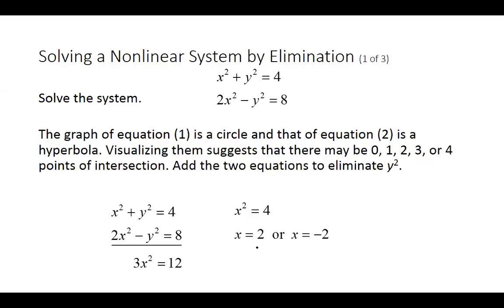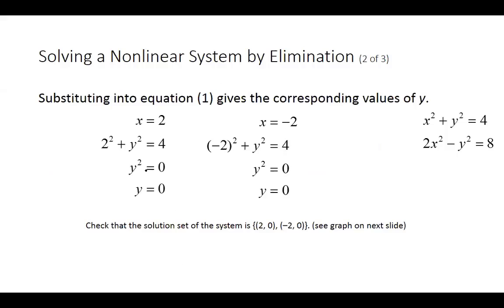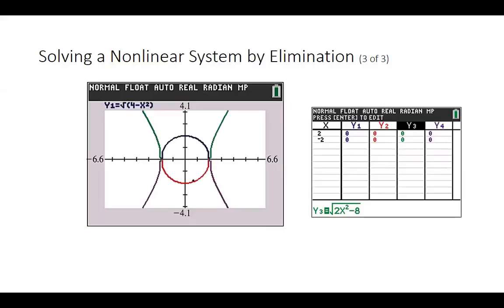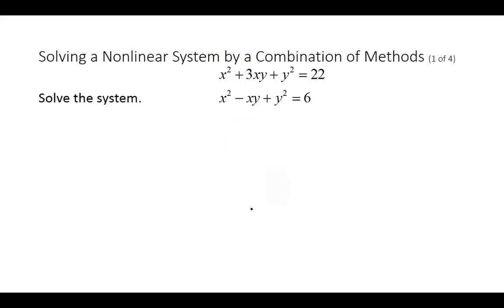So if x is equal to 2, we're going to substitute that in either of those equations and solve for y. So we get our points of intersection would be (2, 0) and (-2, 0), where you can see, if you graph these, you can see where these intersect. We could use a graphing calculator to find the points of intersection also. This would be another example of solving a nonlinear system of equations.